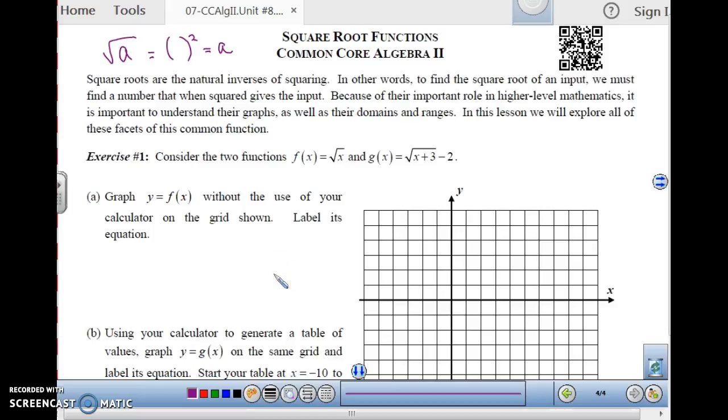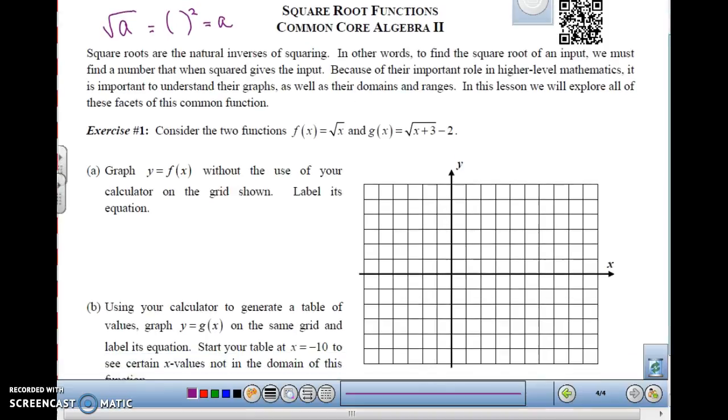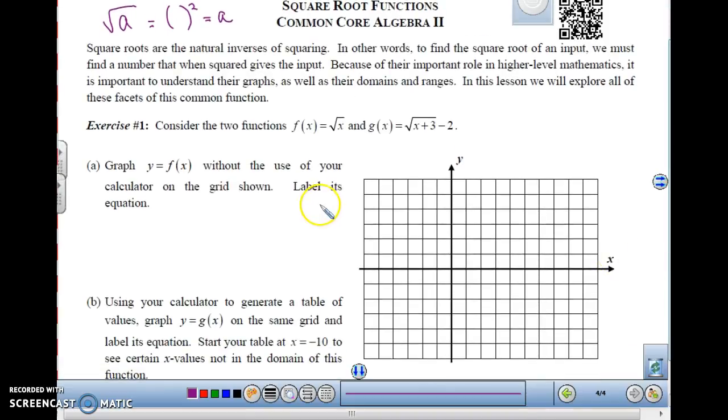So, when we are working out these values, we need to be able to recognize the square root function, what it looks like when you graph it, and its domain and range. Square roots are used a lot in upper level mathematics. Consider the two functions f of x equals the square root of x and g of x equals the square root of x plus 3, minus 2. The first one, f of x, we should be able to graph without the calculator.